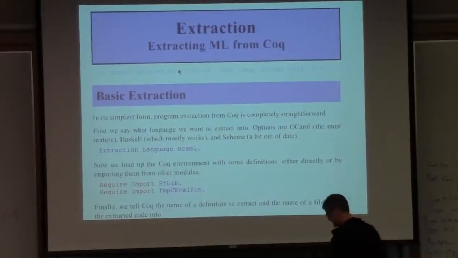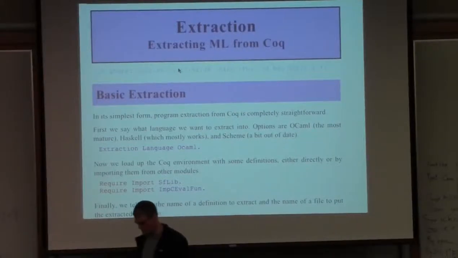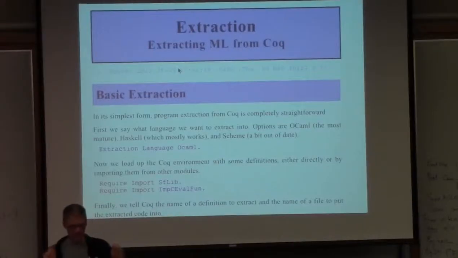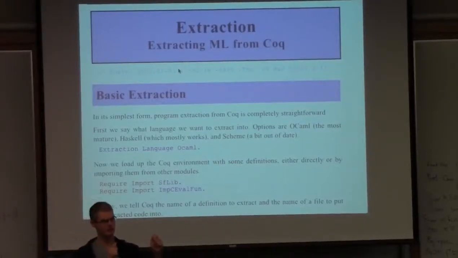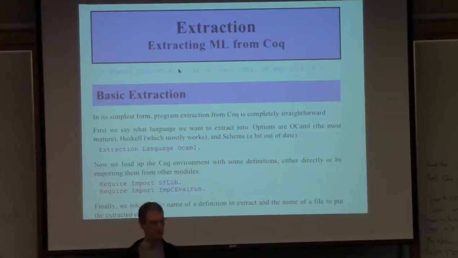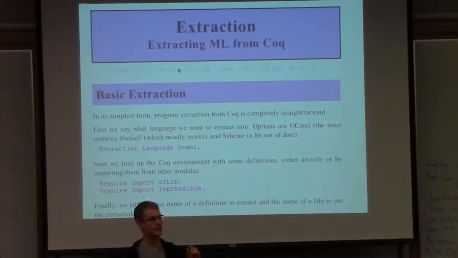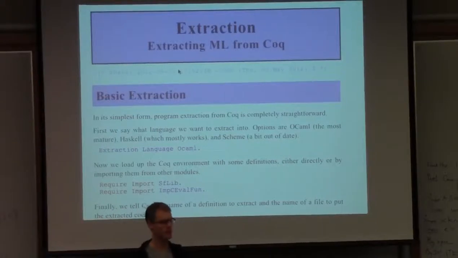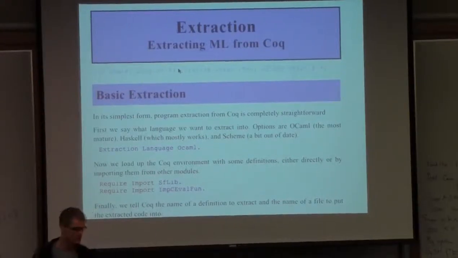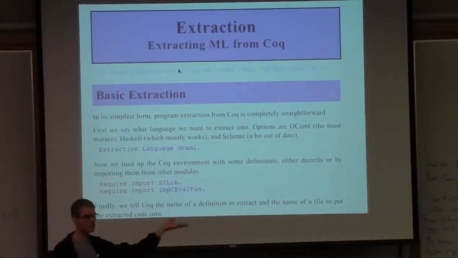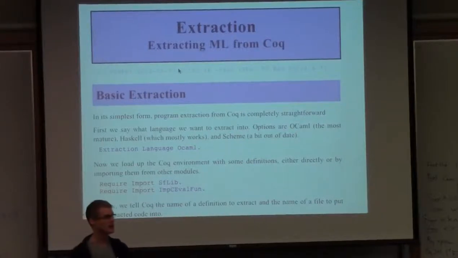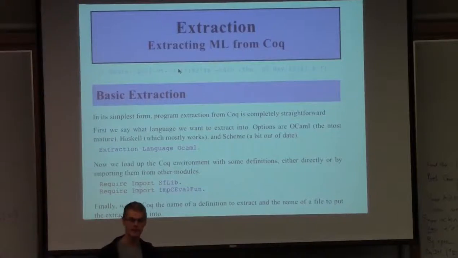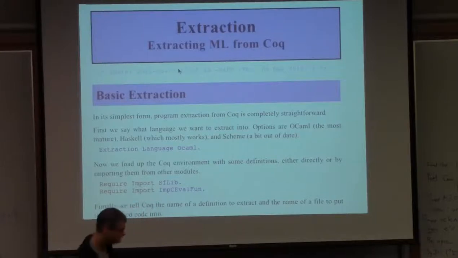So the basic idea is this. You take any Coq term that isn't in type prop. We'll come back to that in a second. So anything that you've defined in type, you just say extract this, and out comes an ML or Haskell transliteration of that thing.